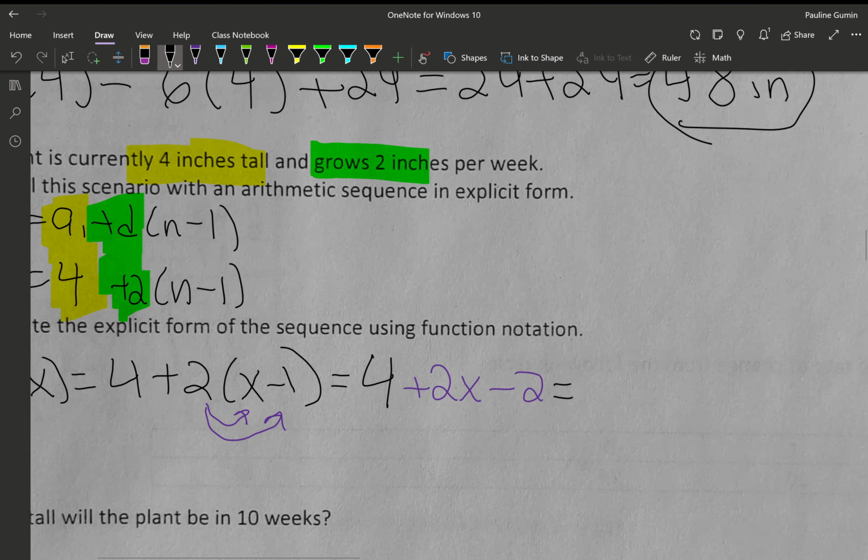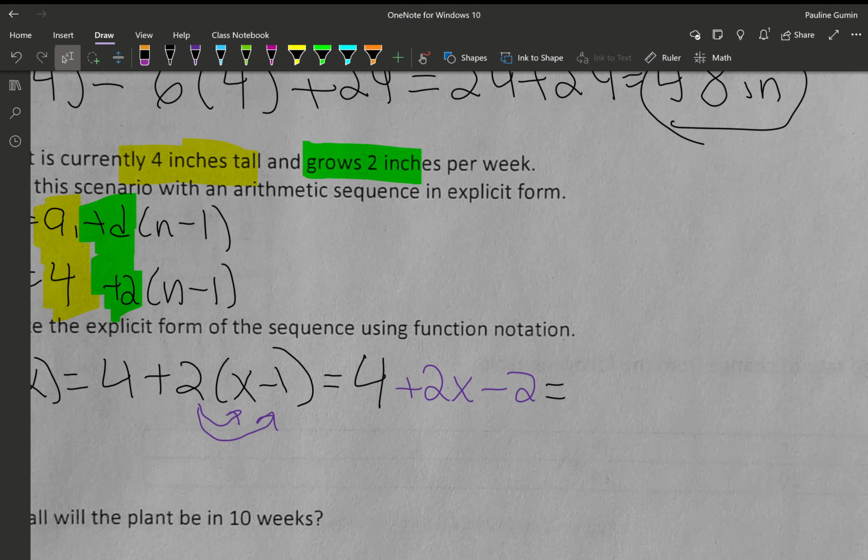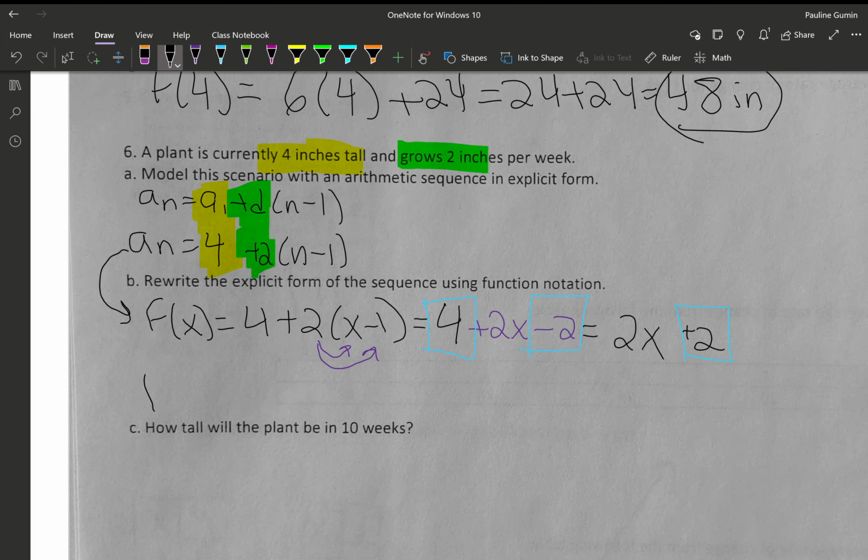Our last step is to combine like terms. It looks like there's no other x's here other than the 2x. But we do have 2 terms that can be combined, the 4 and the minus 2. 4 minus 2 gives us 2. So function notation, f of x equals 2x plus 2.